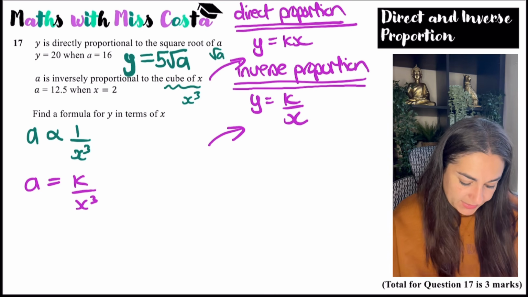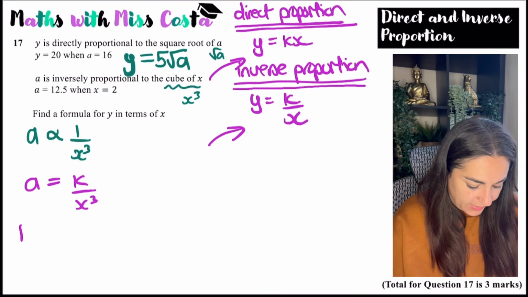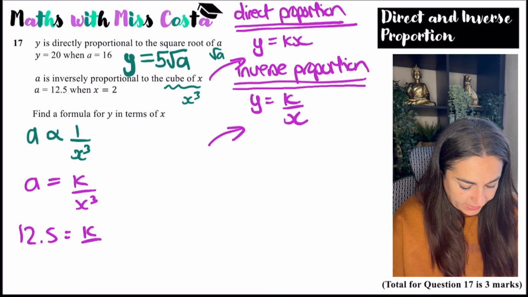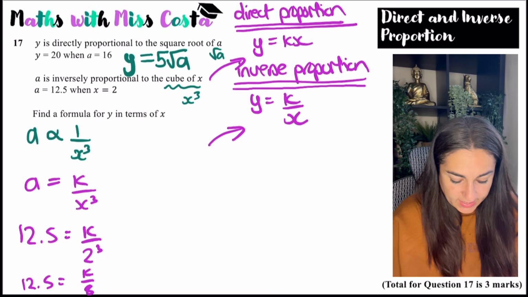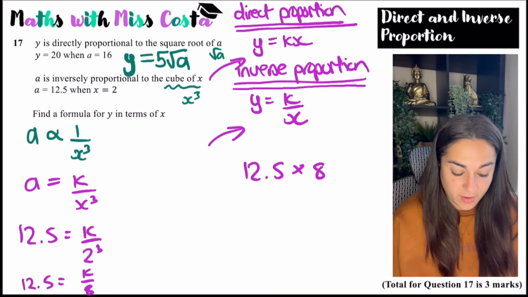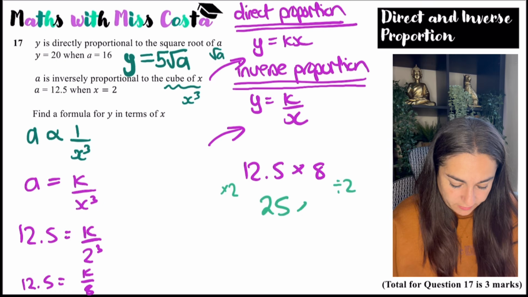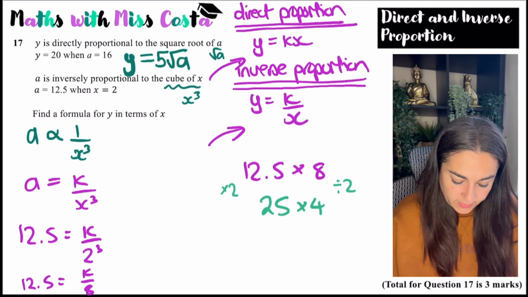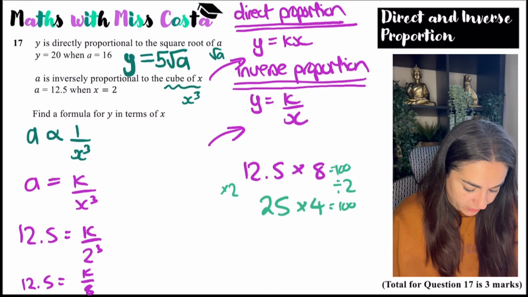So I know that a must equal k over x cubed, and I know that a is 12.5 when x is 2. So 12.5 must equal k over 8, because 2 cubed is 8. And I'm going to need to do 12.5 times 8. So remember the doubling and halving method. If I double one thing, so double this, I halve this, and I'd get the same answer. So 25 times 4 is 100. So therefore 12.5 times 8 must also be 100.